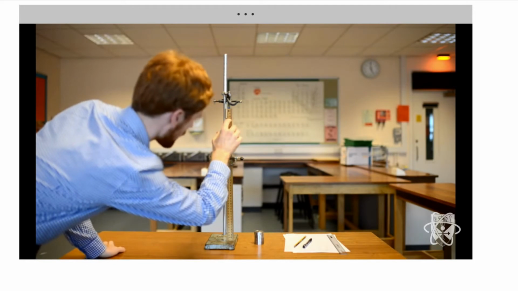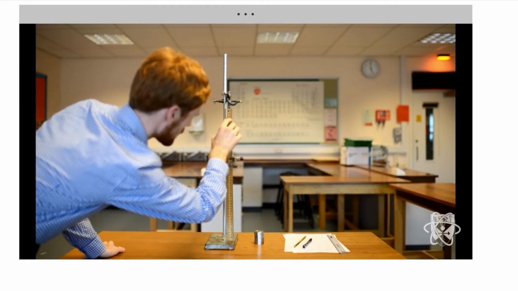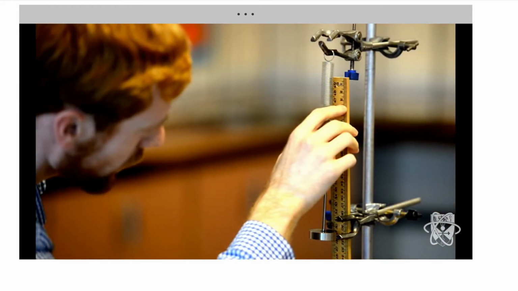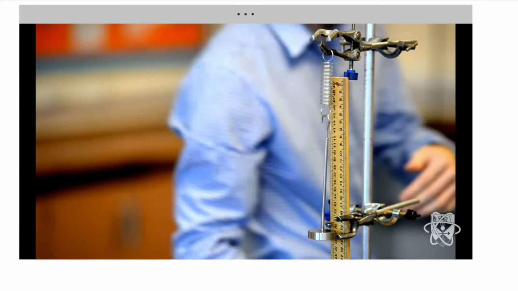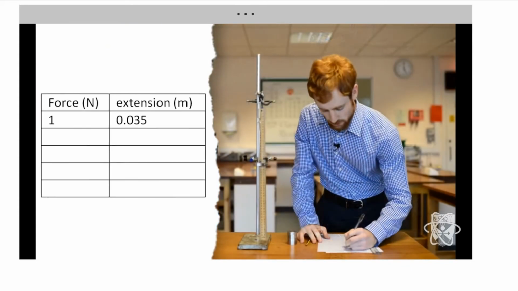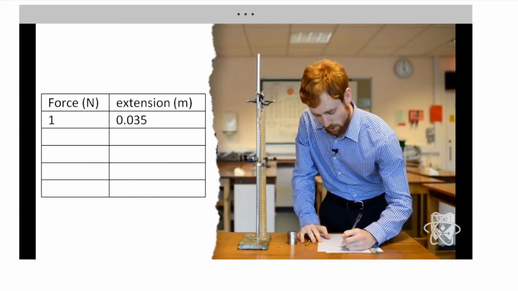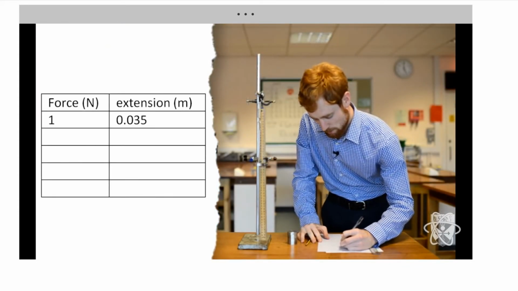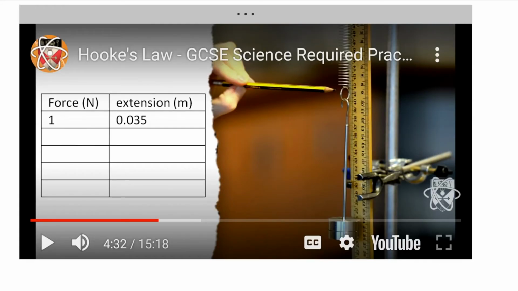So if I make sure that I get onto a level here and take this recording, I have got 35 millimeters or 3.5 centimeters of extension there. Converting that into meters, writing that in meters, I'm going to have 0.035 meters.